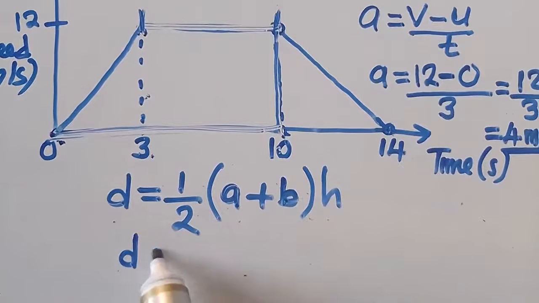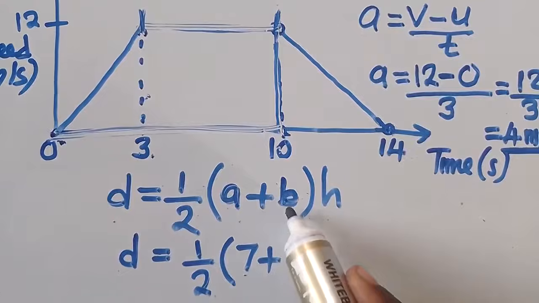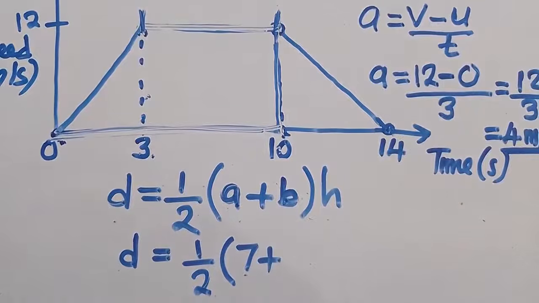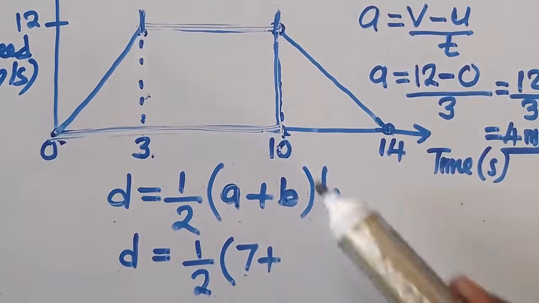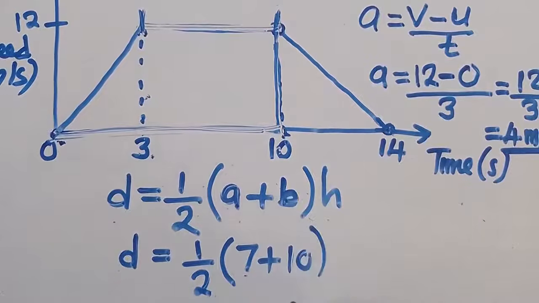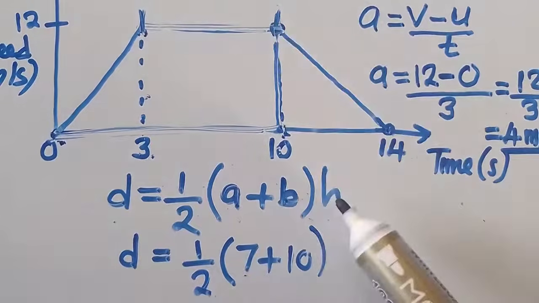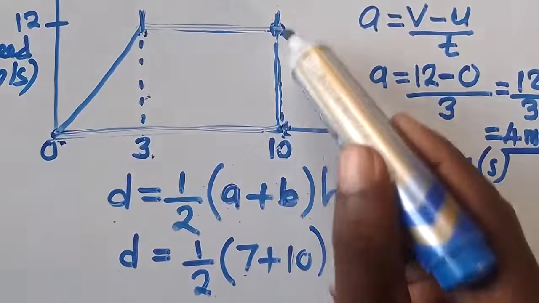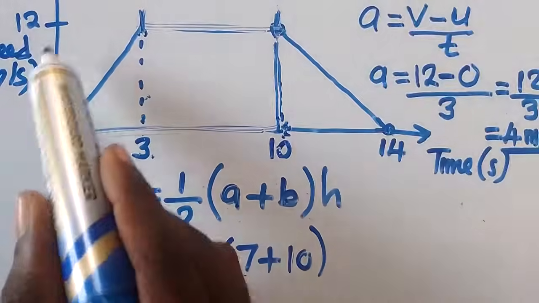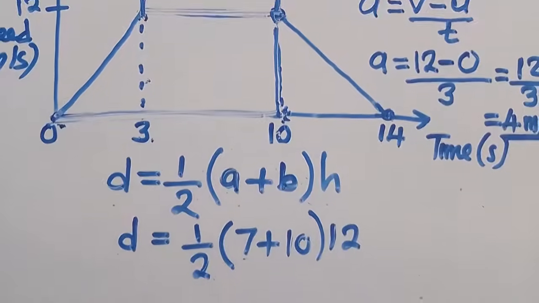So you continue, say this is equal to half, then open bracket, A is 7, plus the B. What is the B there? You check. My B is from there to there, which is 10. Then I've got H here, height, which will be this one and that one. What's the difference there? From here to there it is 12. So I'll put my 12 there.